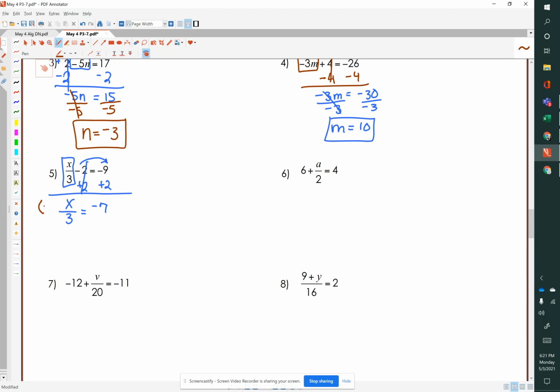Now, to continue on with this problem, we say what's happening to x, and we realize it's being divided by 3. So we will use the inverse operation of multiplying by 3 to clear out the denominator of that fraction. And when we do that, we are left with x equals negative 7 times 3 is negative 21.